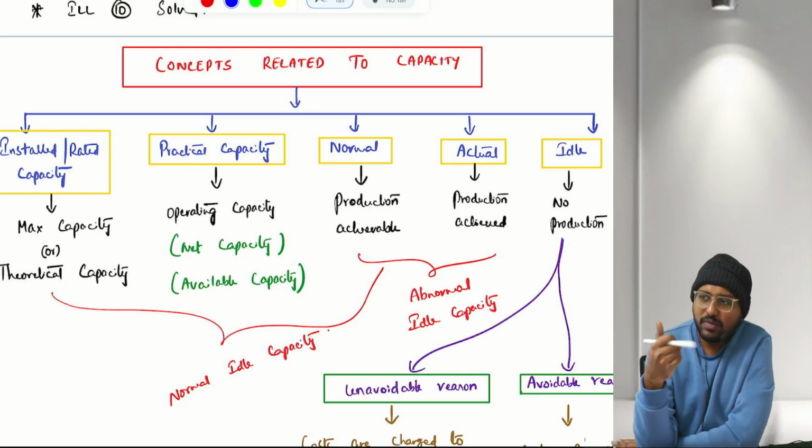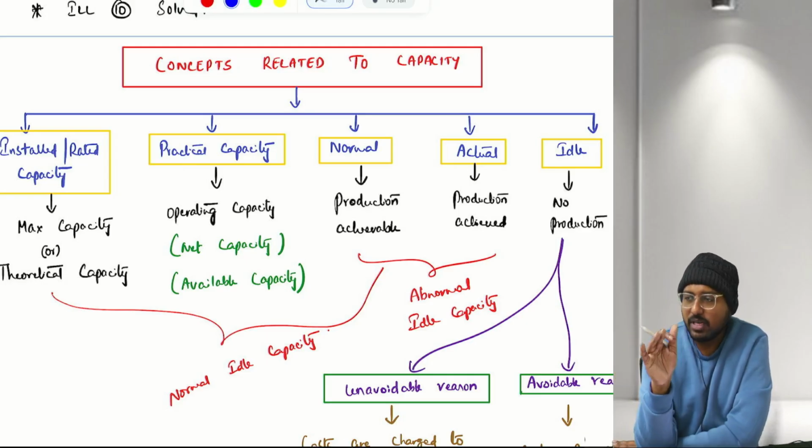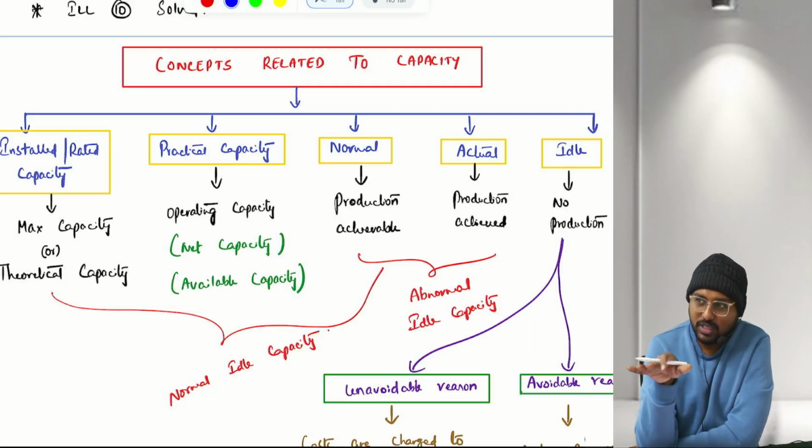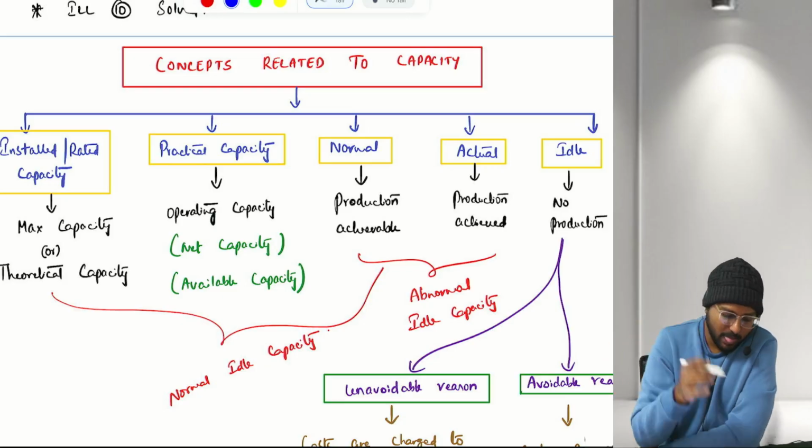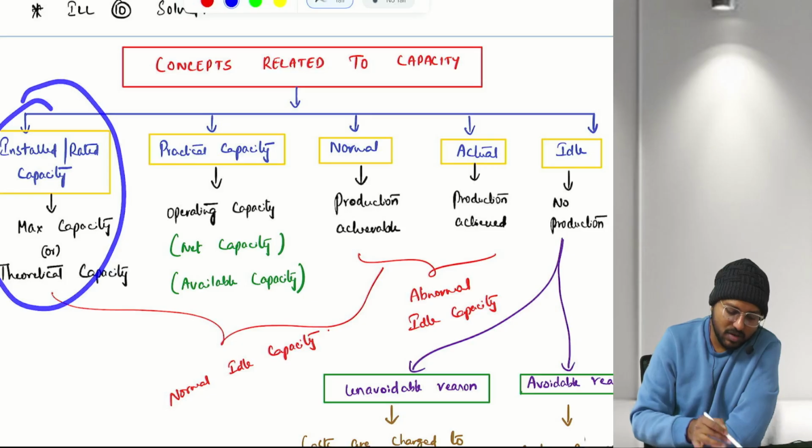Can you achieve whatever the company claims? Impossible, because they will say you must drive at 45 kilometers per hour, and keep on going like that, on a road without undulations, without potholes, without speed breakers and stuff like that. Practically, will it happen like that? It's impossible. Similarly, there is something called installed or rated capacity.